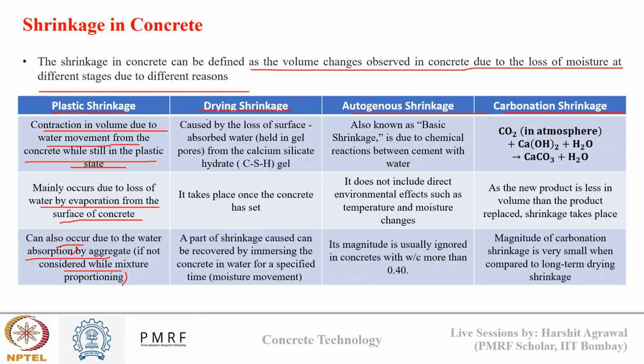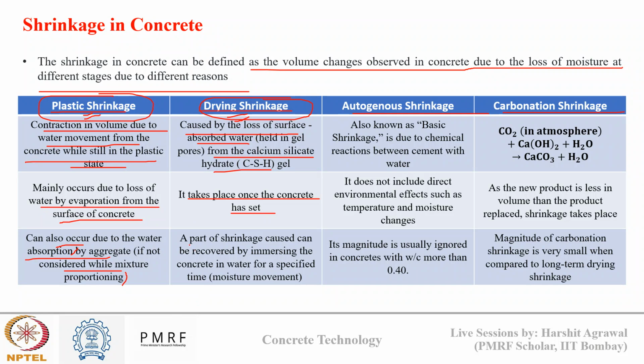Now, second is drying shrinkage. It is caused by the loss of surface absorbed water held in gel pores from the CSH gel, and it takes place once the concrete is set. So plastic shrinkage was in fresh concrete and drying shrinkage is in hardened concrete. This is due to loss of water in fresh state, and this is due to loss of water from hardened state. In hardened state, if the gel water is lost, then there will be drying shrinkage.